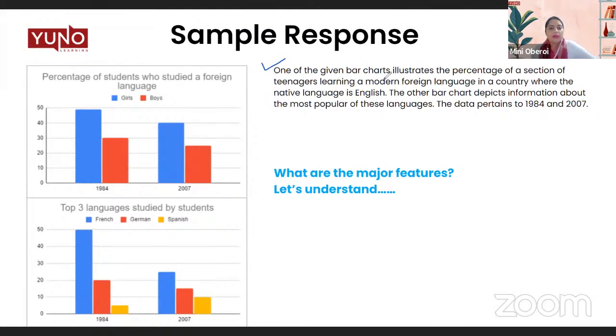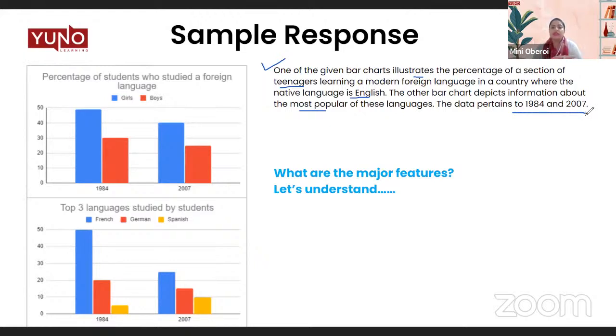One of the given bar charts illustrates the percentage of a section of teenagers learning a modern foreign language in a country where the native language is English. The other bar chart depicts information about the most popular of these languages. The data pertains to 1984 and 2007.